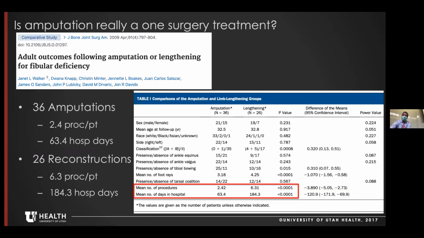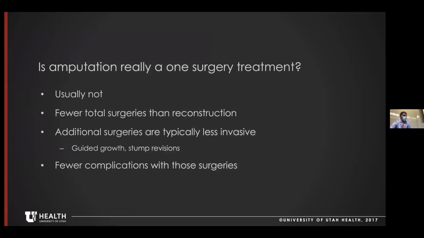Finally, this study looked at these patients as adults at a mean age around 32. They found that the amputation group underwent 2.4 procedures per patient and the reconstruction group had 6.3 procedures per patient. There were fewer in the amputation group. So to summarize, is amputation really a one-surgery treatment? It's usually not. There are often additional surgeries, which is important to tell families when they're considering the options. But these additional surgeries are usually less invasive, outpatient procedures with fewer complications.